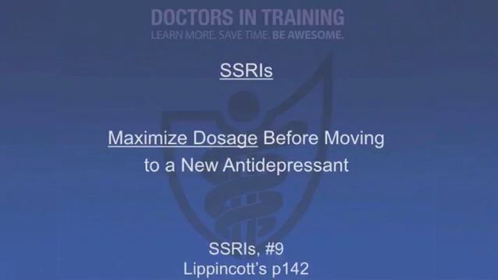It is important to note that you need to maximize the dosage before moving to a new antidepressant, unless there were significant side effects or an allergy present. These medications do not usually produce central nervous system stimulation or mood elevation in normal individuals.